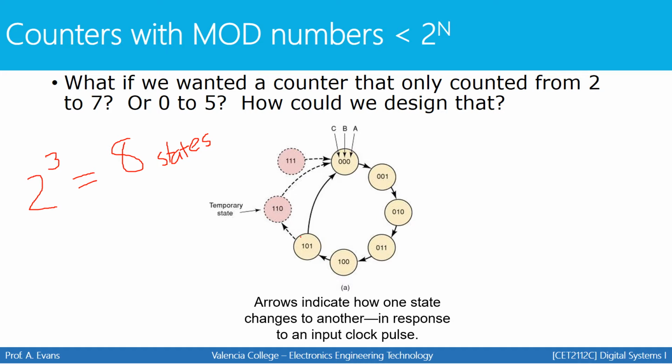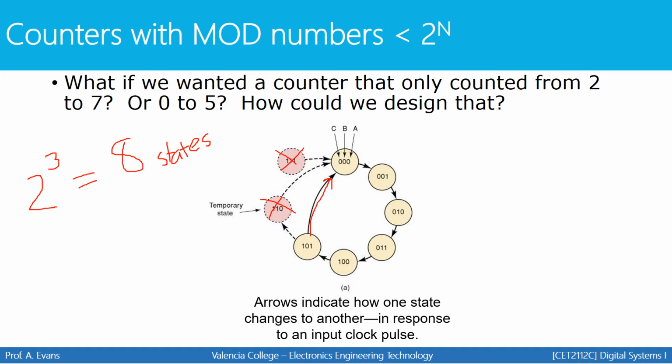But what if we didn't want to count up from 0 to 7? What if I only wanted to count from 0 to 5 and then reset? What if I didn't want these states to occur? How could we make that happen is the question that we're going to answer today.